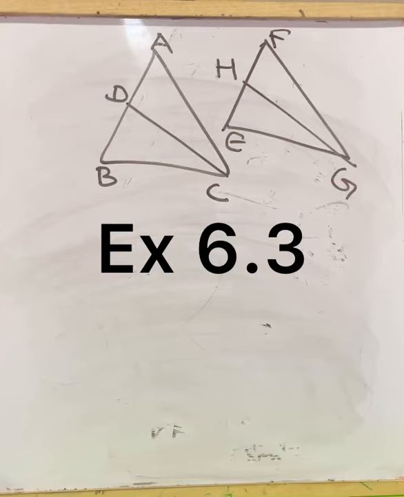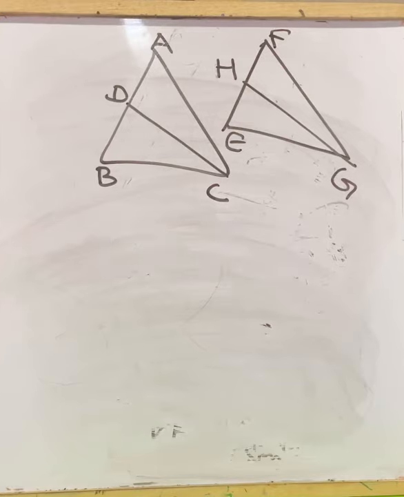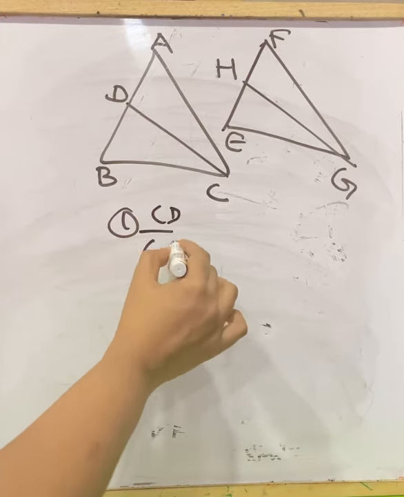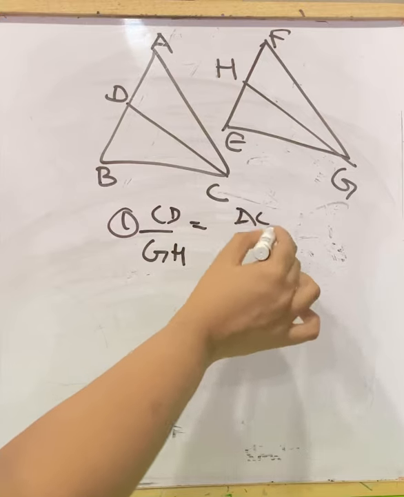Namaste. Let us continue questions from exercise 6.3. CD and GH are respectively the bisectors of angle ACB and angle EGF such that D and H lie on sides AB and FE of triangle ABC and triangle EFG respectively. If triangle ABC is similar to triangle FEG, show that CD by GH equal to AC by FG.